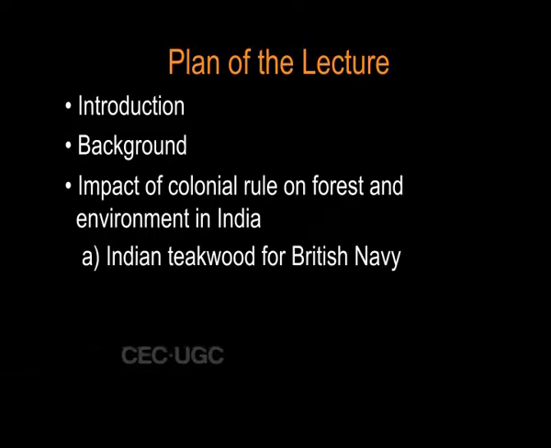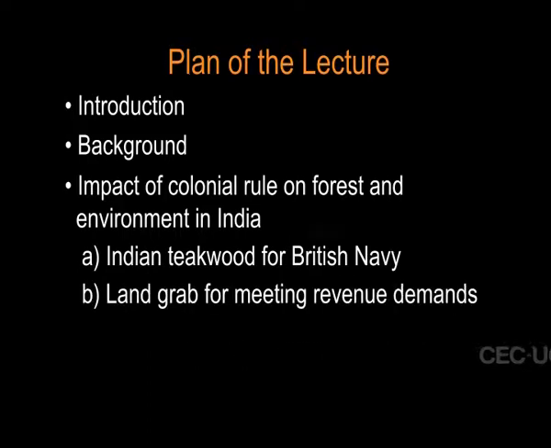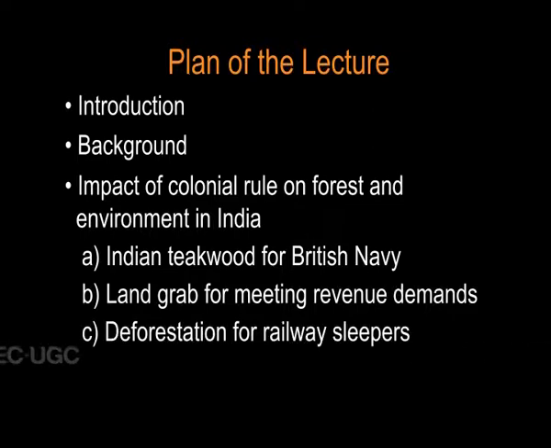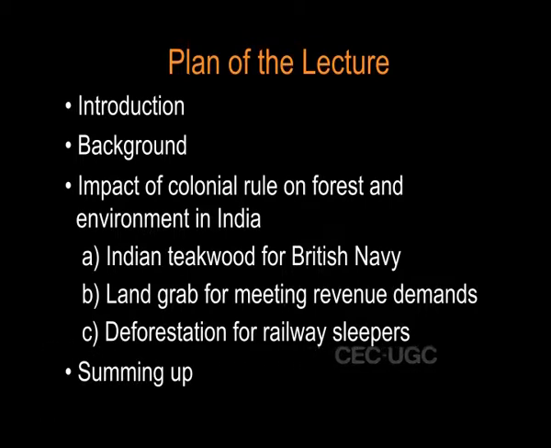And here we have 3 subsections. One is how the British utilized Indian teak wood to serve the British Navy. Second is a huge land grab movement in India in order to meet the revenue demands, which denuded the forests. And third is the building of railway tracks, railway sleepers from the mid-19th century, when there was large-scale deforestation. And then we will make a brief summing up.